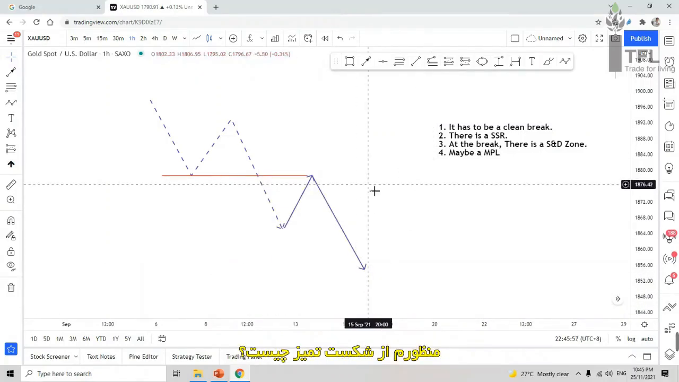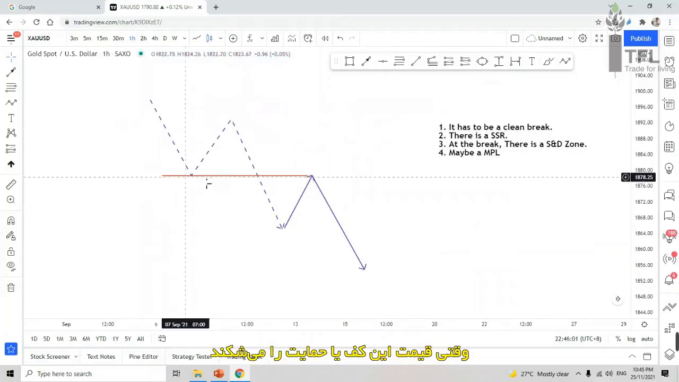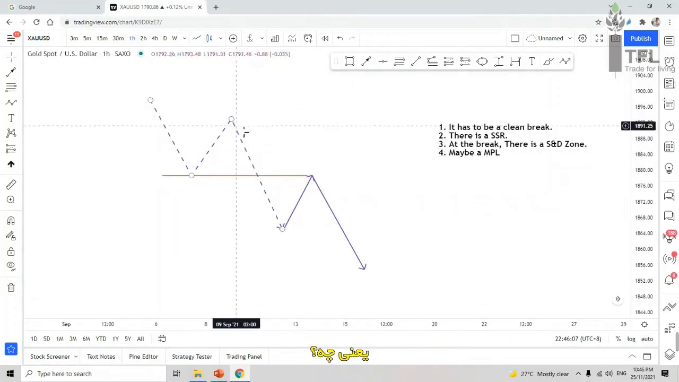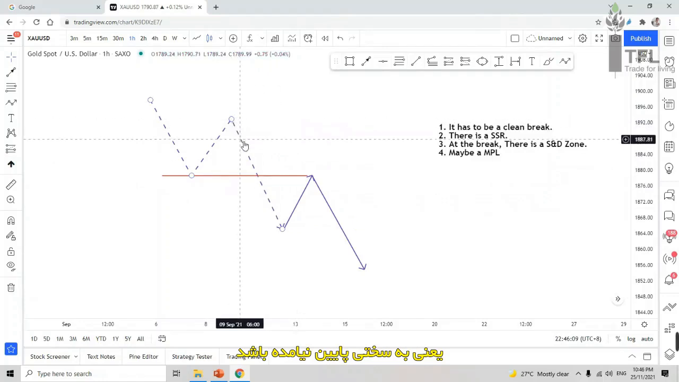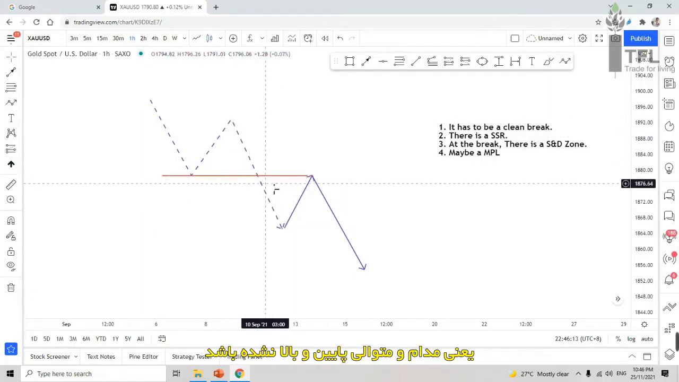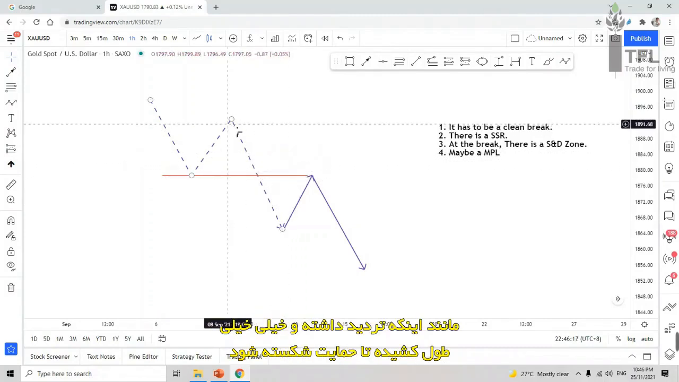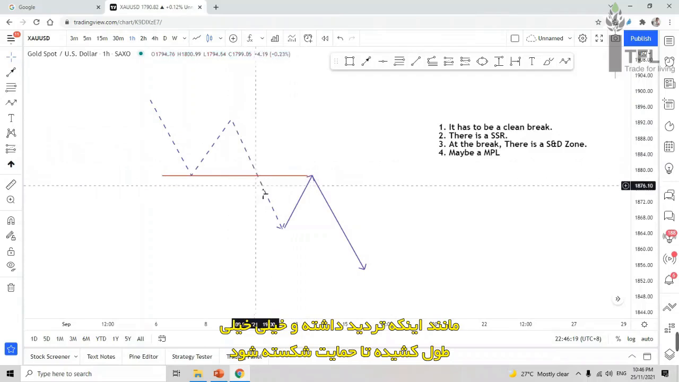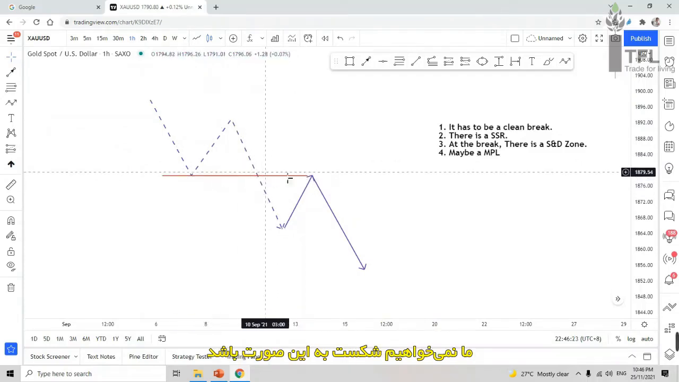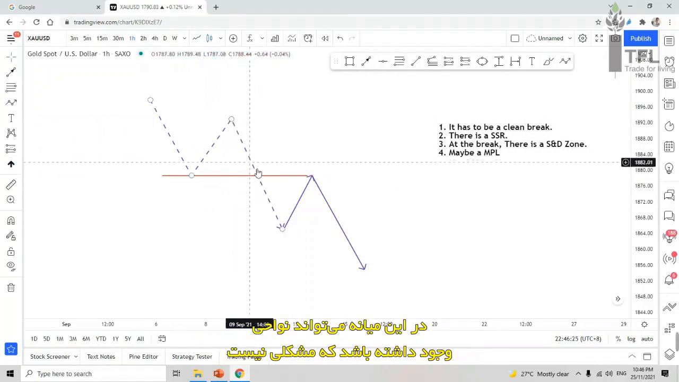So what do I mean by it has to be a clean break? When the price breaks this low, the support over here, it has to come down nicely. What does it mean to come down nicely? It does not hesitate. It does not come down, go back up, come down, go back up, then come down and go back up. It takes a very long time to break this support. So this is not what we want. It has to be a clean break. It has to come down all the way.